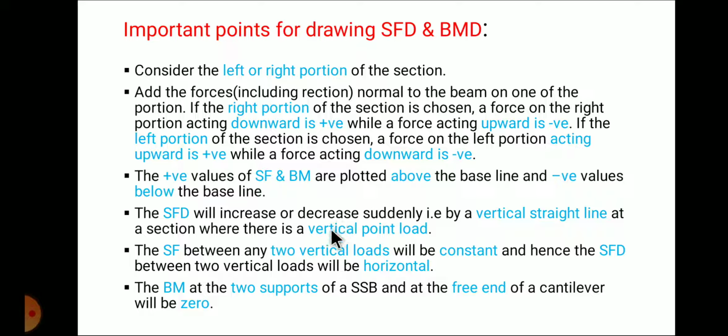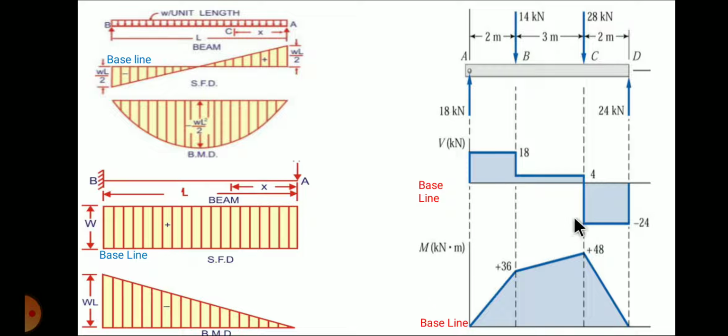Next point is the shear force between any two vertical loads will be constant. If you see the shear force diagram, at point B and at point C, two vertical loads are acting. When you are going to draw the shear force between two vertical loads, these are the two vertical loads at point B and point C, it is always constant. Here you can see that we are getting constant value, and in between A and B also you can see that between two vertical loads you are getting a constant value.